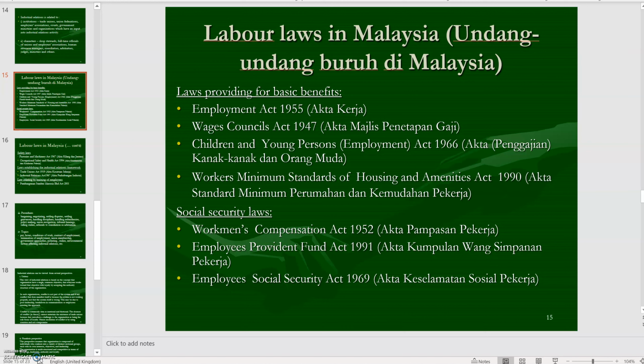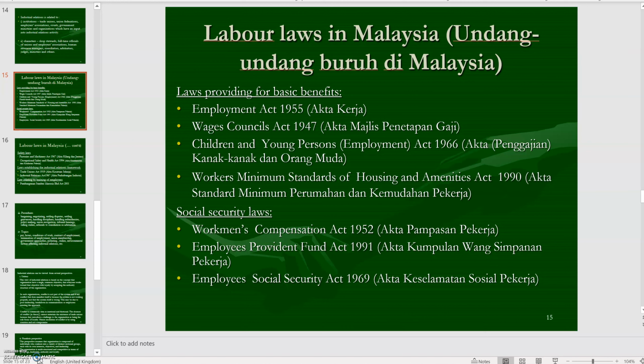So laws that are providing for basic benefits are the Employment Act, because this will provide minimum standards. These are all what we call mandatory or compulsory benefits, that the government makes sure that companies operating in Malaysia will have to provide minimum standards according to this. They cannot provide lower standards than being specified under the Employment Act.